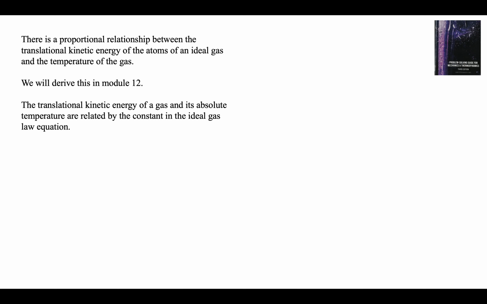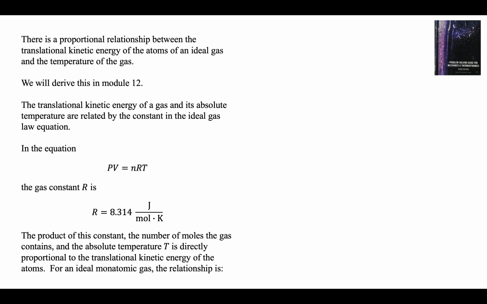There's a direct proportion between the translational kinetic energy of the atoms of a gas and the temperature of the gas. We're going to derive this in Module 12. The translational kinetic energy of a gas and absolute temperature are related by the gas constant. PV is equal to nRT. What are the units of R? 8.314 joules per mole per degree.